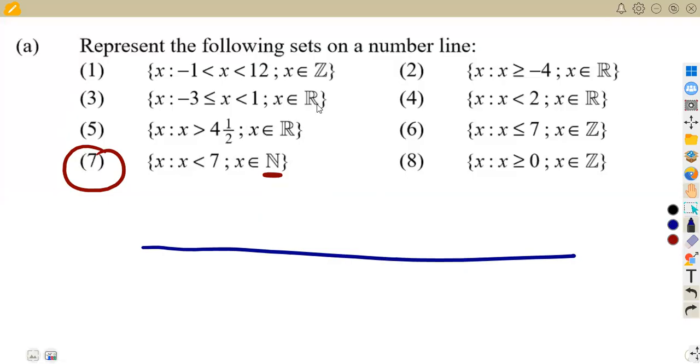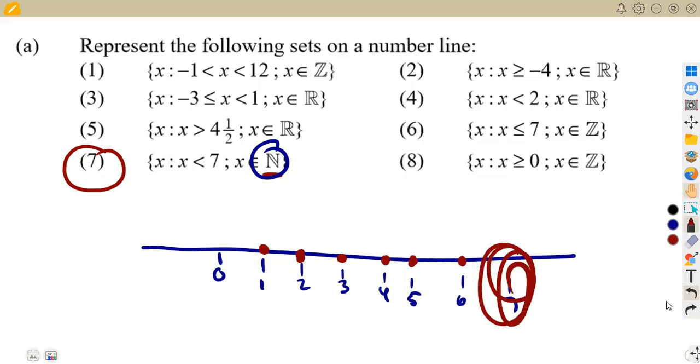If they said real numbers, it was going to be fine. But because they said natural numbers, and we know that 0 is not part of natural numbers, it's going to be 1, 2, 3, 4, 5, 6, 7. 0 is not part of our natural numbers. Natural numbers start from 1. So numbers that are less than 7, we are going to start from 1. The first natural number that we have is 1, 2, 3, 4, 5, 6. 7 is not involved. Why?